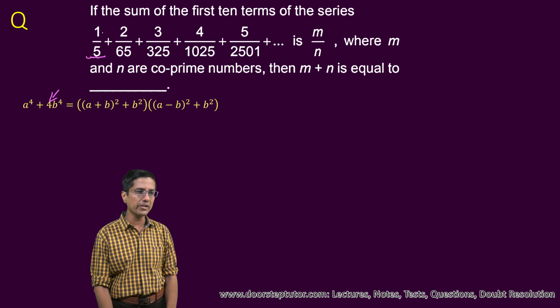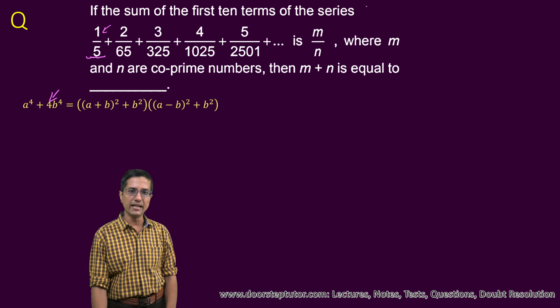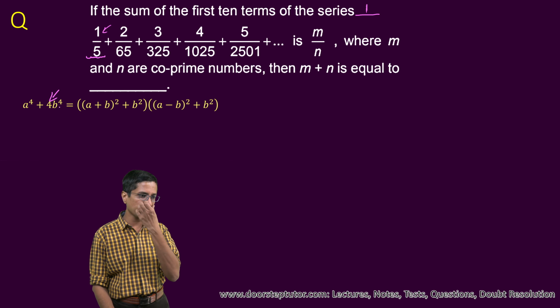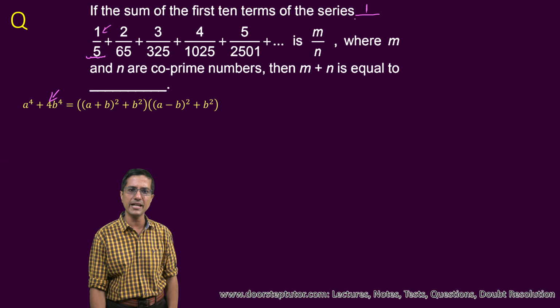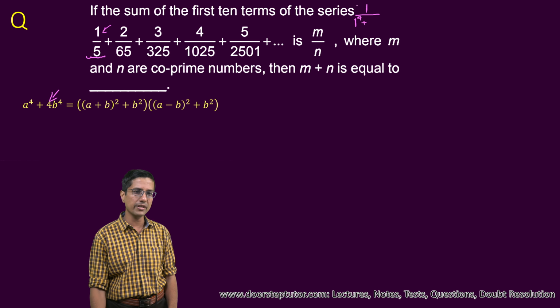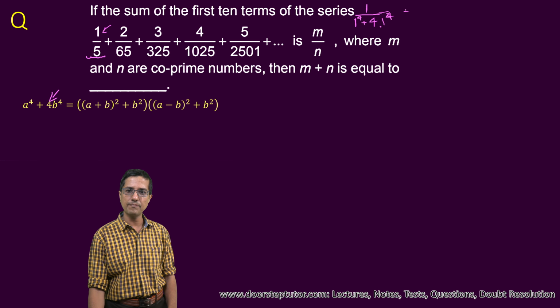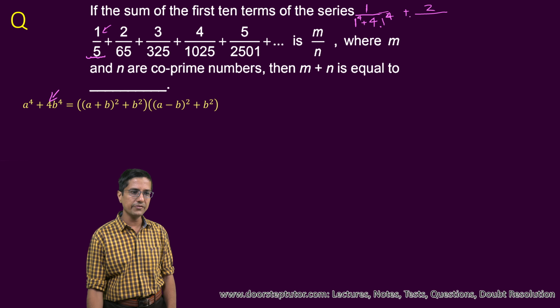So for that, what we'll do is first try to express these terms in this format: a raised to power 4 plus 4b raised to power 4. Now things are very simple here, because a is simply 1 raised to power 4. The very first term gives us a clue right off the bat. It gives us a starting point in some ways. This is b raised to power 4. And then the second term would become 2 upon 1 raised to power 4 plus 4 into 2 raised to power 4.